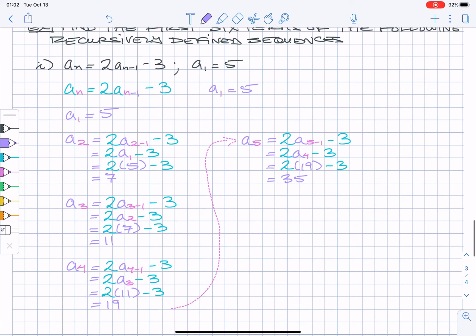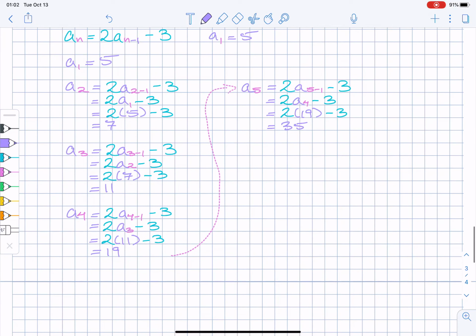Okay, and last but not least, I wanted the first 6, so a sub 6 is going to be 2 times a sub 6 minus 1, from which I'm subtracting 3. So that'll be 2 times a sub 5, from which I'm subtracting 3. And what do we get for a sub 5? We got 35. So this will be 2 times 35 minus 3, and 2 times 35 is 70. So minus 3 will be 67.